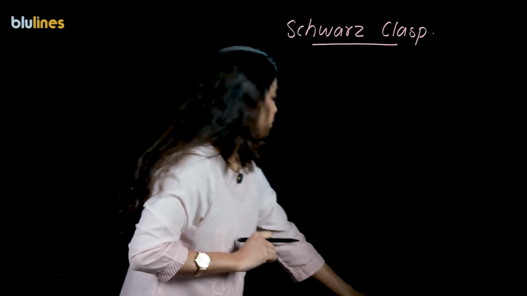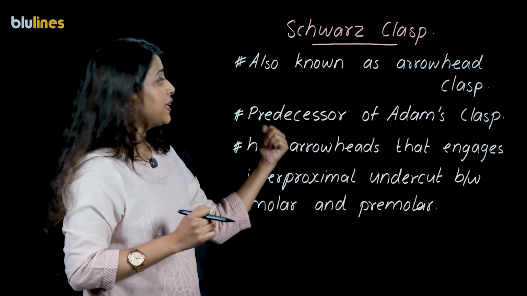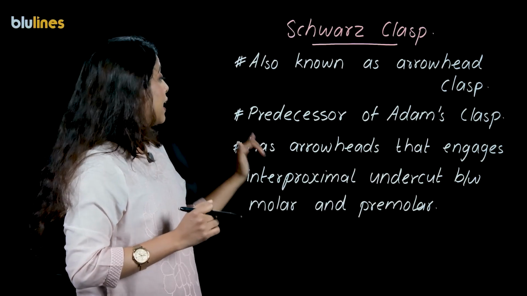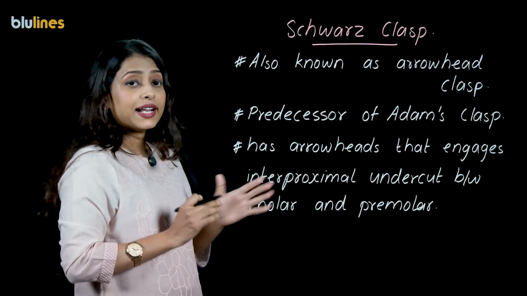Schwartz clasp. Now this is also known as the arrowhead clasp. This is the predecessor of the Adams clasp. It has an arrowhead that engages the interproximal undercut between the molar and the premolar.